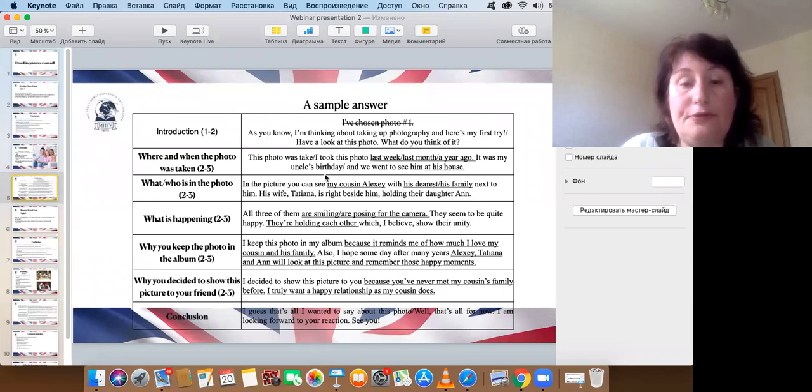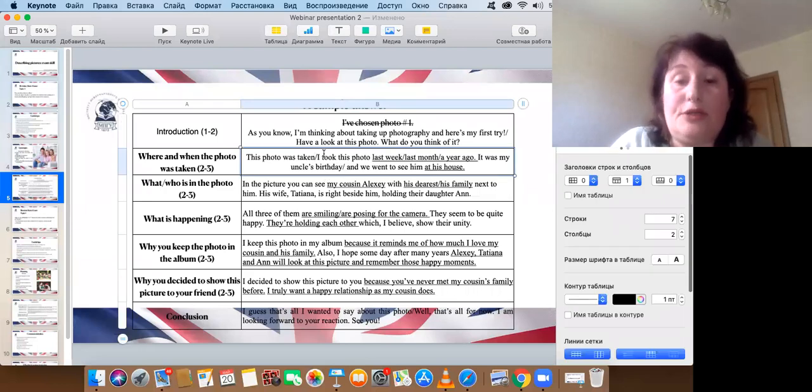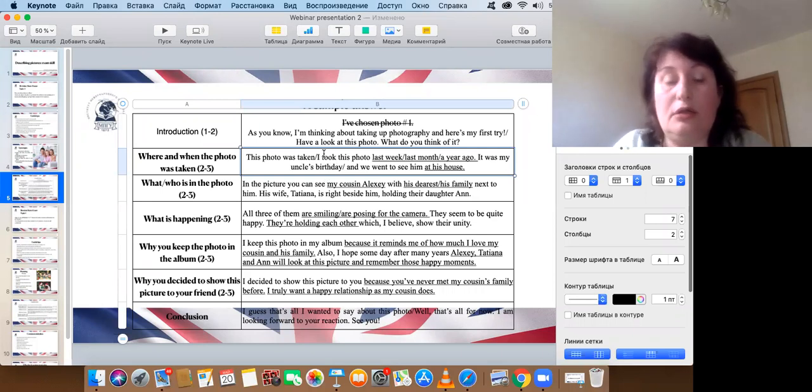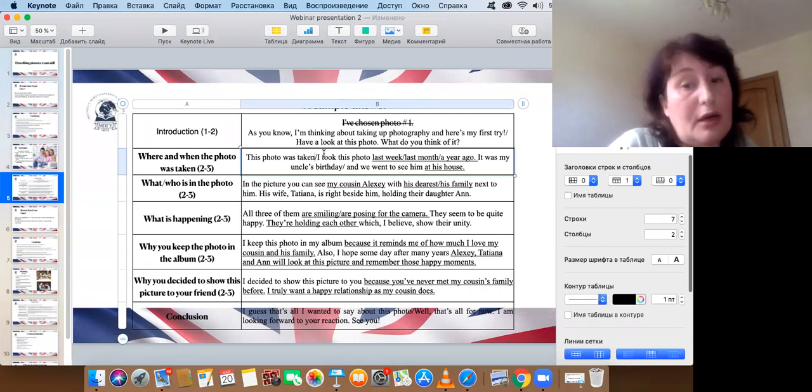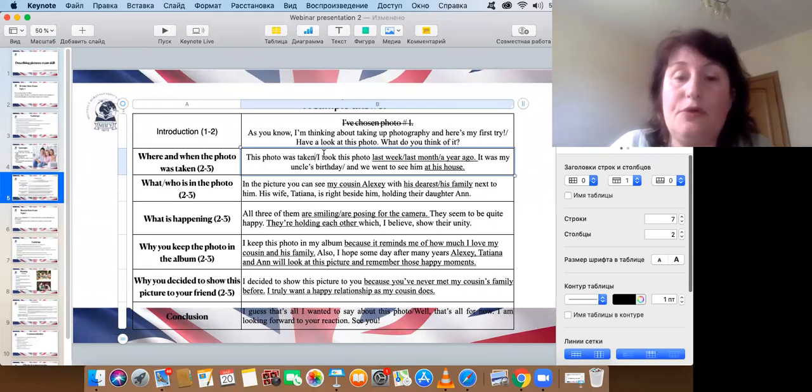For example, the photo was taken, sorry, there is a typo. The photo was taken, or I took the photo last week, last month, or a year ago. Some experts say that it's better to avoid repetition. So look at the prompt. It says where and when the photo was taken, and you repeat the phrase, this photo was taken. I'm not sure whether it is true or not, but to be on the safe side, you may use the phrase, I took this photo. And you use past simple, of course. I took this photo last week, last month, or a year ago.